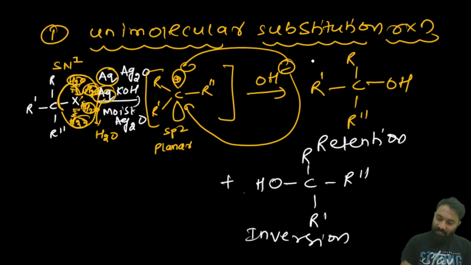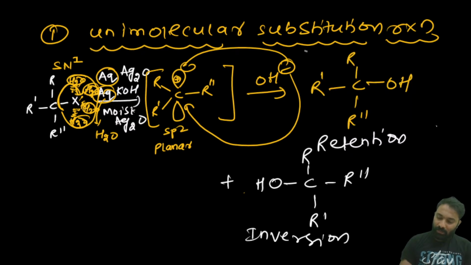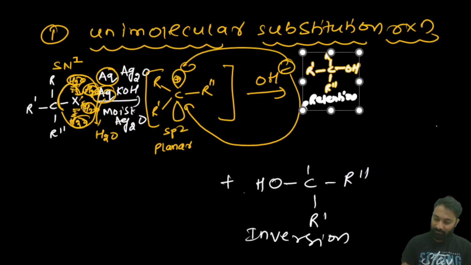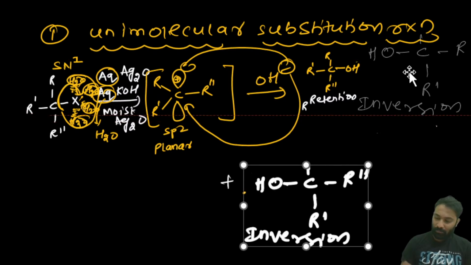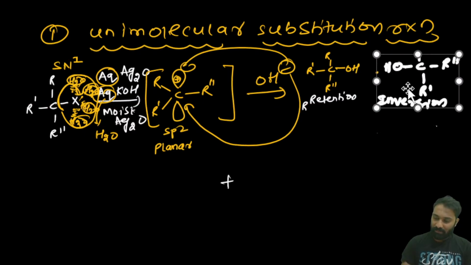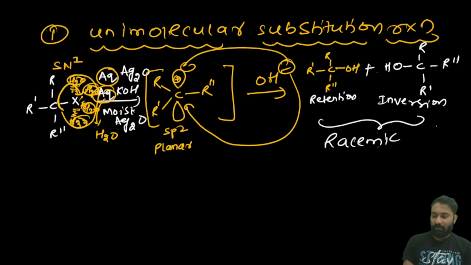Now, what do we call 50% retention and 50% inversion? We call it a racemic mixture. This 50% retention and 50% inversion we call a racemic mixture. Done?